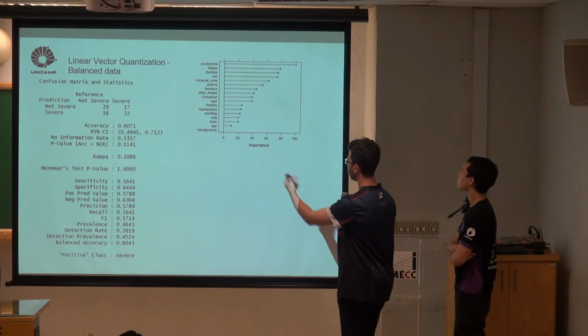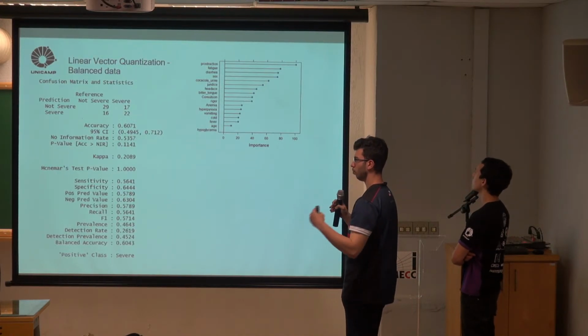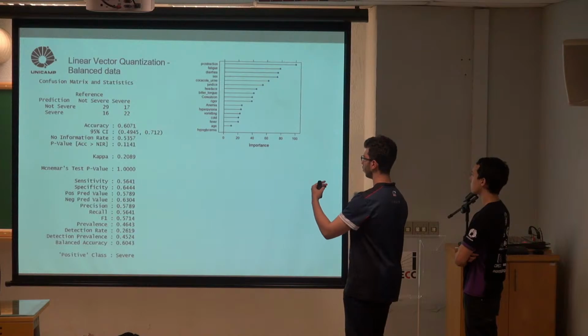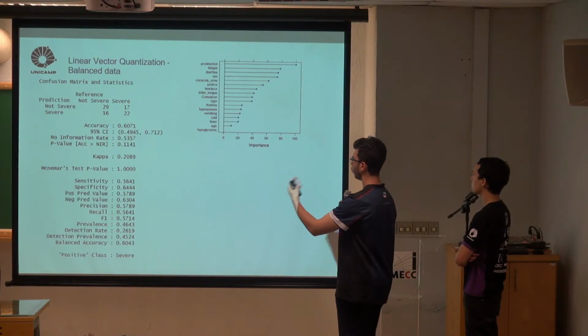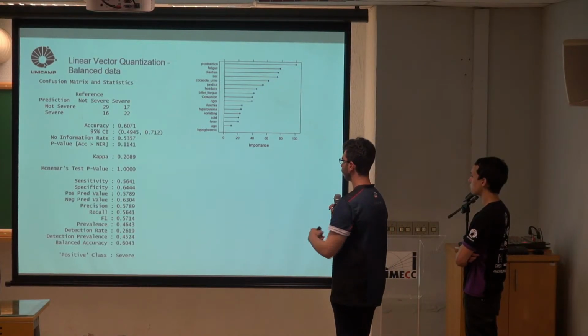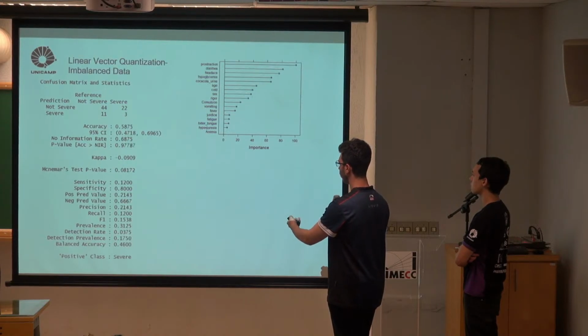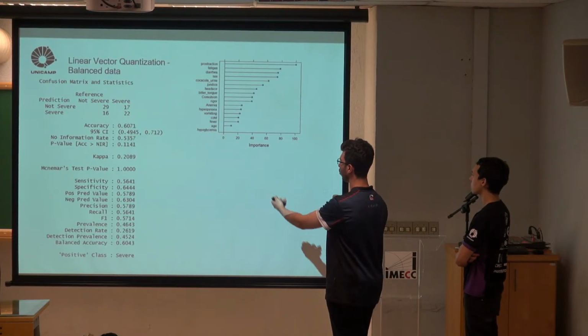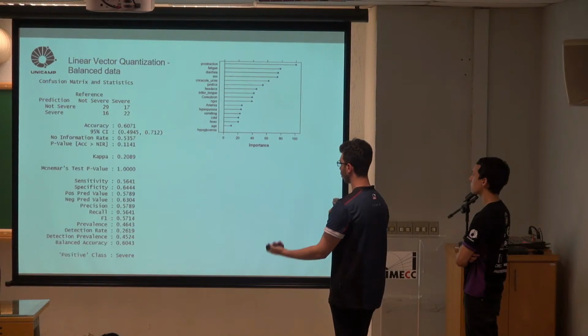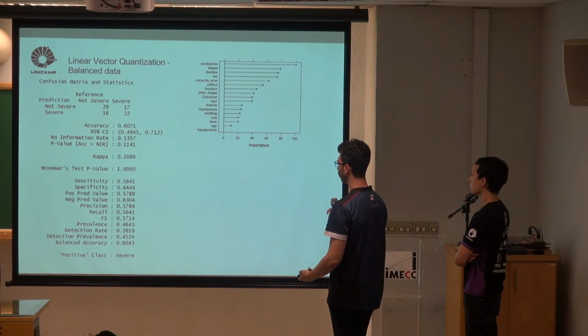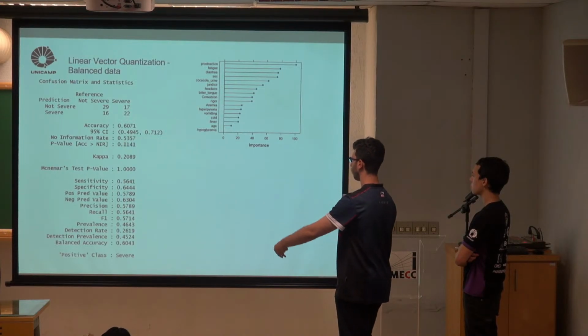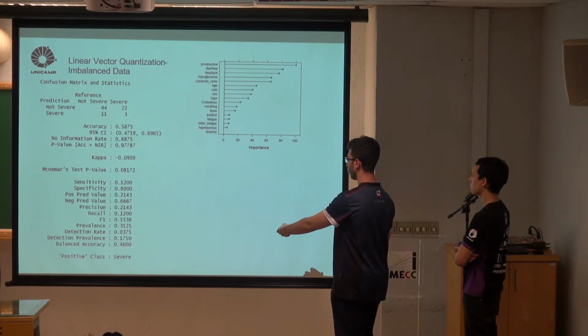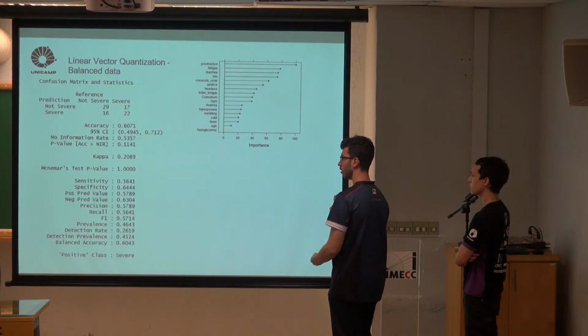And then, after changing to balanced data, the data seem more linear, with better spreading between not severe and severe, with a kappa that is really higher, and the precision better, more accuracy than the imbalanced data. Even sensitivity, specificity, and the F1 score were higher with balanced data than imbalanced data.